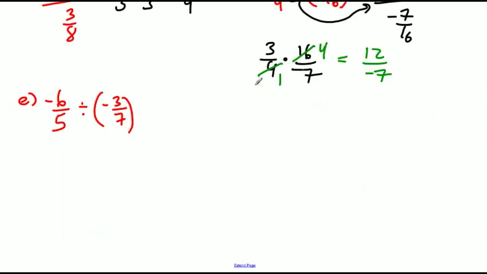And last but not least, we're going to do the same thing. I'm just going to go straight into the rule here. Negative 7/5 times its reciprocal, 7 over negative 3. See, can 3 go into 6 or 7? It sure can, right? 3 goes into 6. So 3 divided by 3 is 1. 6 divided by 3 is 2. Now check this out. A negative divided by a negative is a positive, so really I'm going to cross those out as well. So now we're left with 2 times 7 is 14, and 5 times 1 is 5.